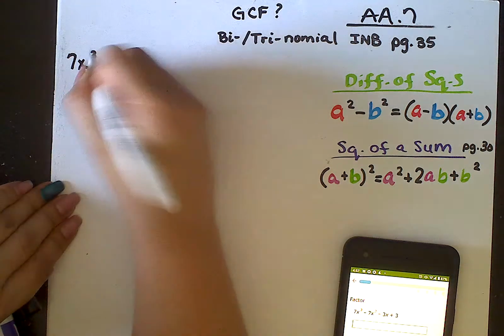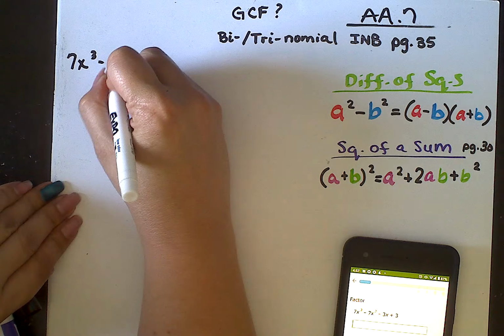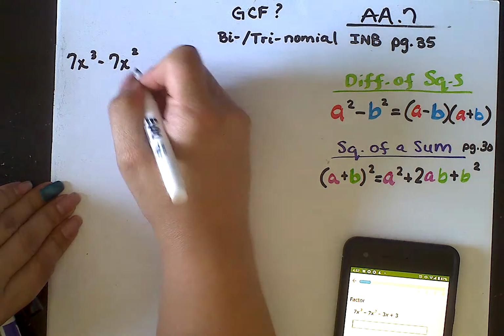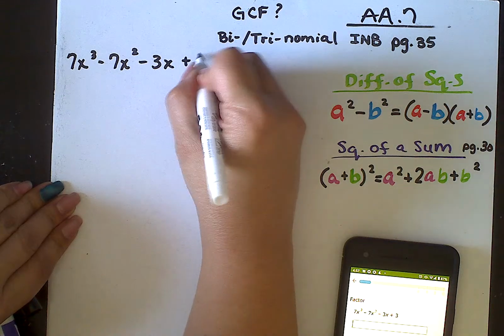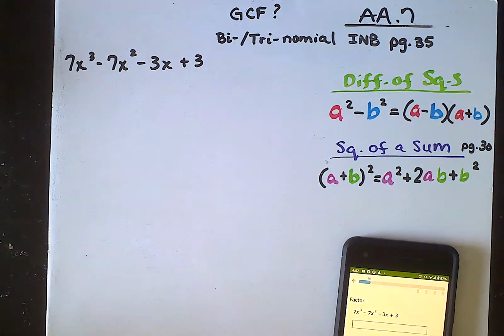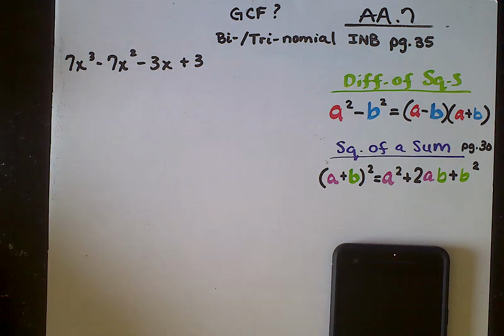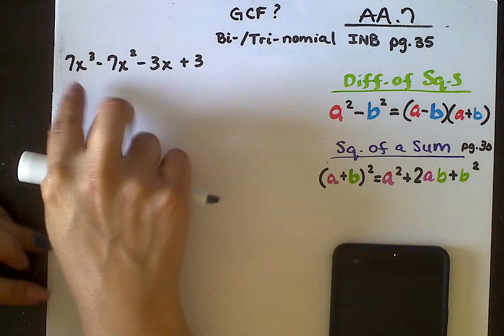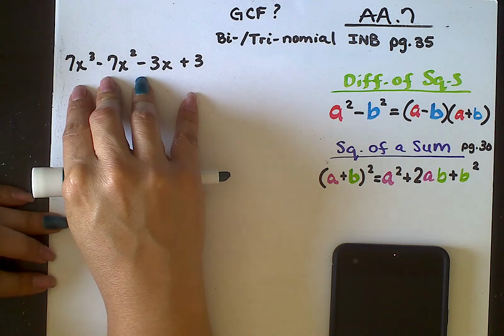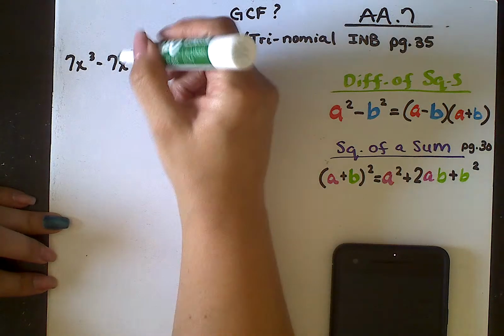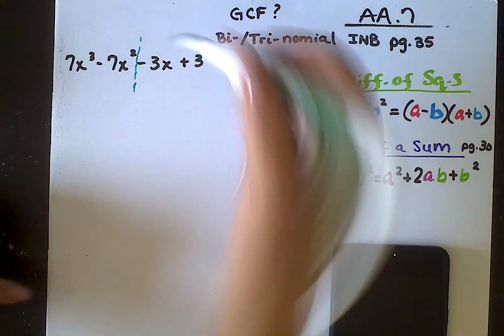Seven x cubed minus 7x squared minus 3x plus 3. Again, we are in the factor by grouping section, so I already know that I can just split it down the middle. Of course, double check to see if by chance all 4 of them have something in common, but they don't. So I'm just going to move right down to splitting them in half.